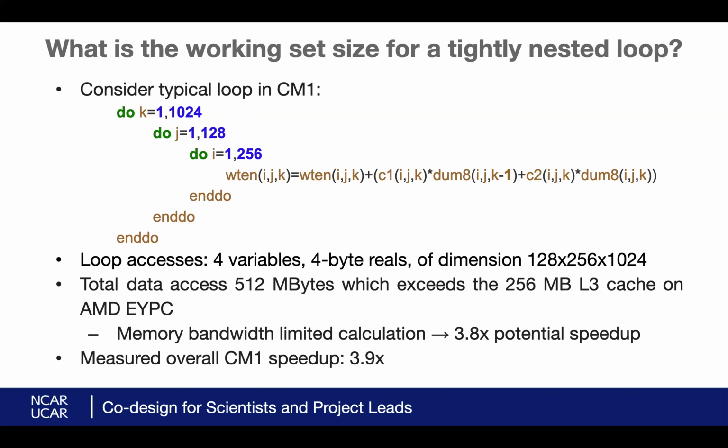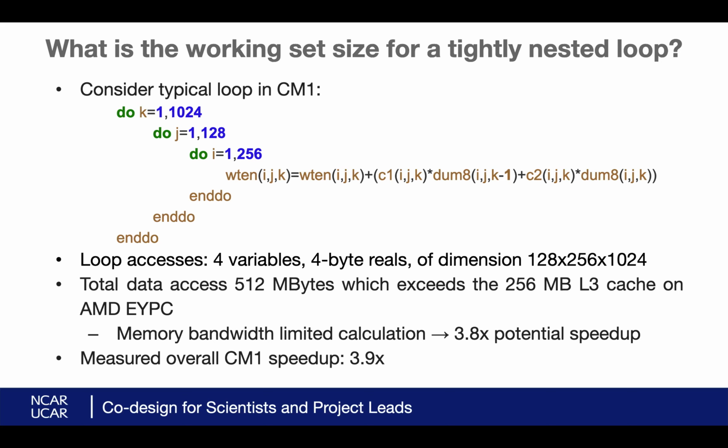It happens to be using 4-byte reals, and the extent of them is 128 by 256 by 1024. So you do the math, and the total data access is about 512 megabytes, and this happens to exceed the 256 megabyte L3 cache on the AMD EPYC. So what this means is that this loop is going to essentially be having to pull data in from main memory. So this is going to be a memory bandwidth limited calculation. So you see about a 3.8x potential speed up.